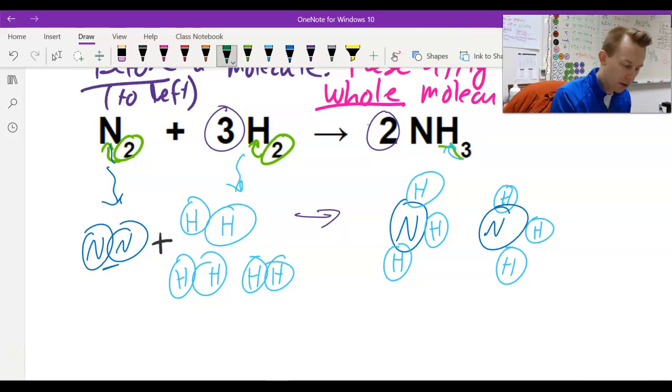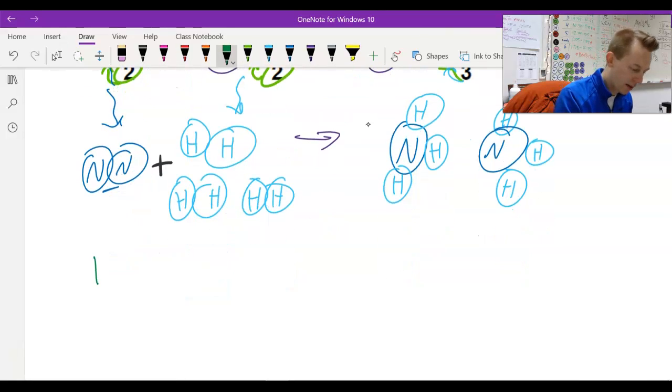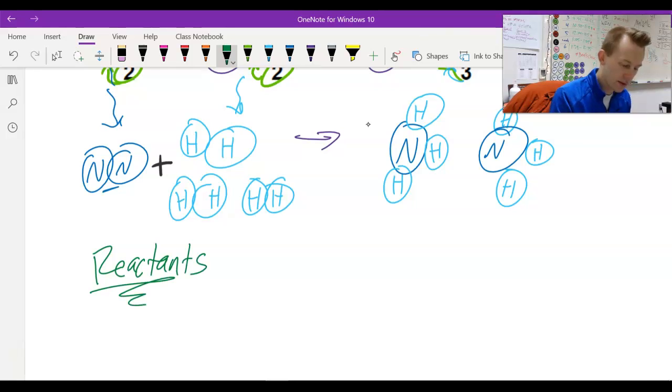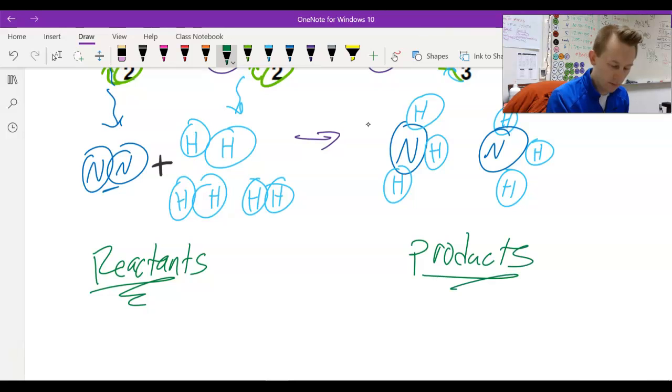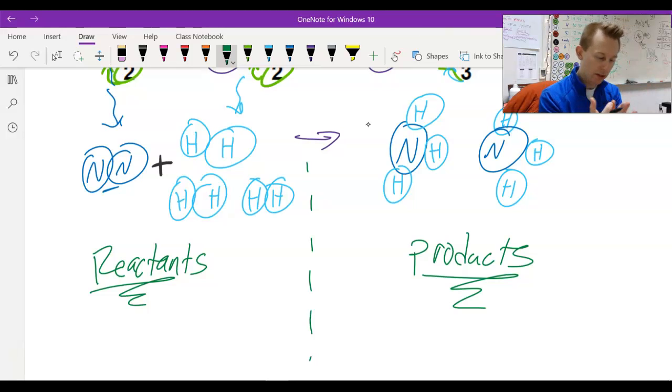The other thing you need to know is that these are the reactants. And then over here, these are your products. The reactants are what are there before, then they rearrange, and they collide, and they break bonds and form new bonds, and they make the products.